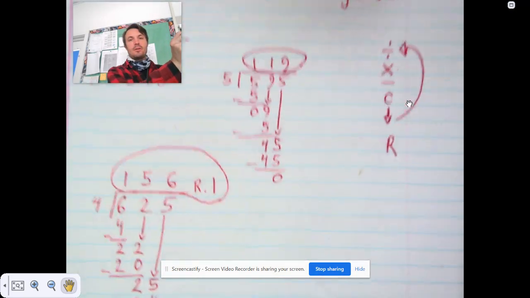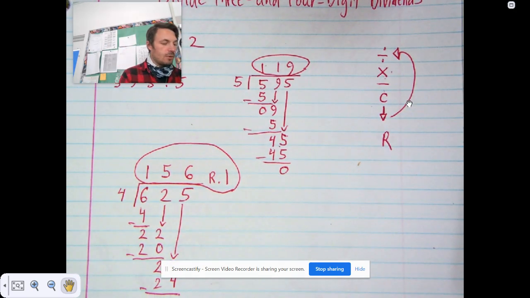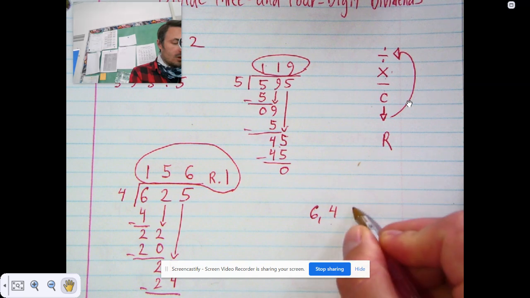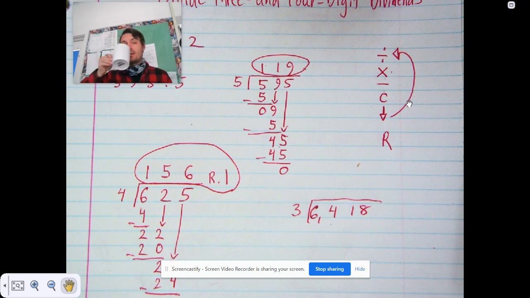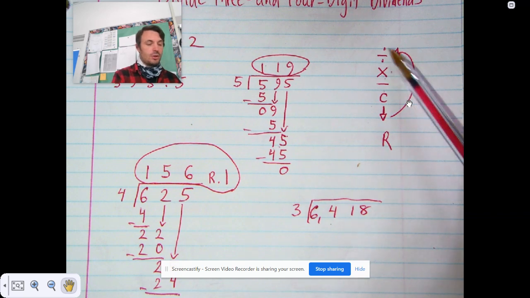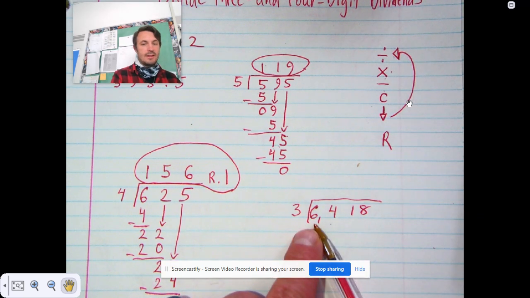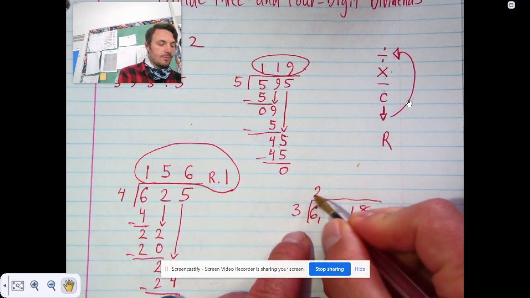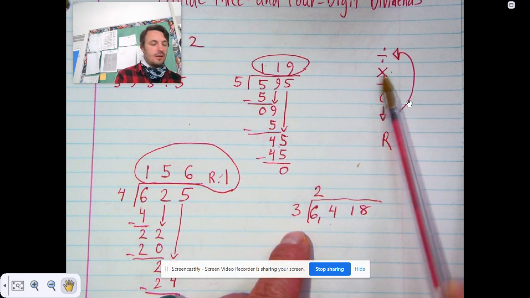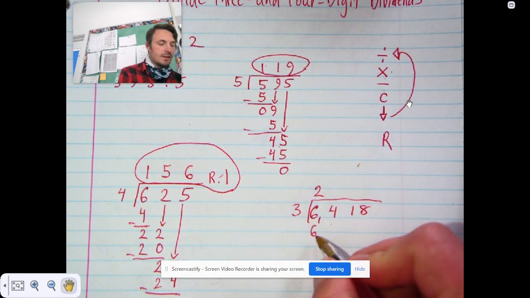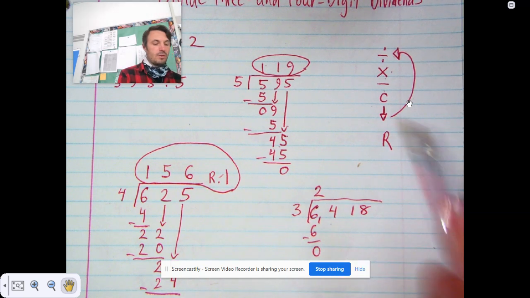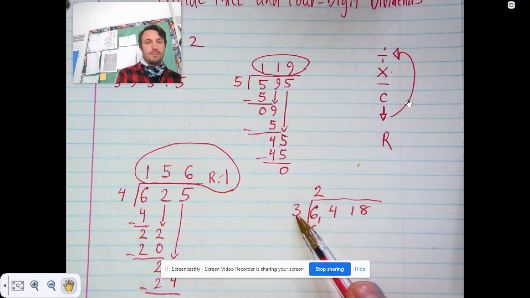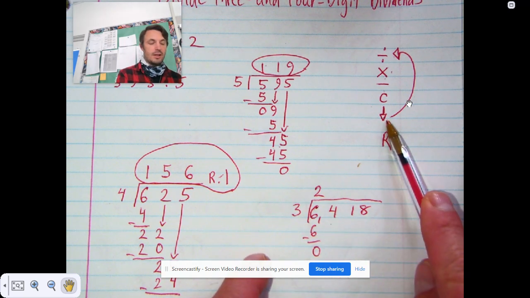Let's do another example together. Okay, let's say we had 6,418 divided by 3. This time we have a 4-digit dividend, still divided by a 1-digit divisor. First step, divide. We divide 3 into 6. 3 can fit into 6 2 times. Now we multiply. 2 times 3 is 6. Now we subtract. 6 minus 6 is 0. Now we compare. Is 0 smaller than 3? Yes, it is. So now we bring down.